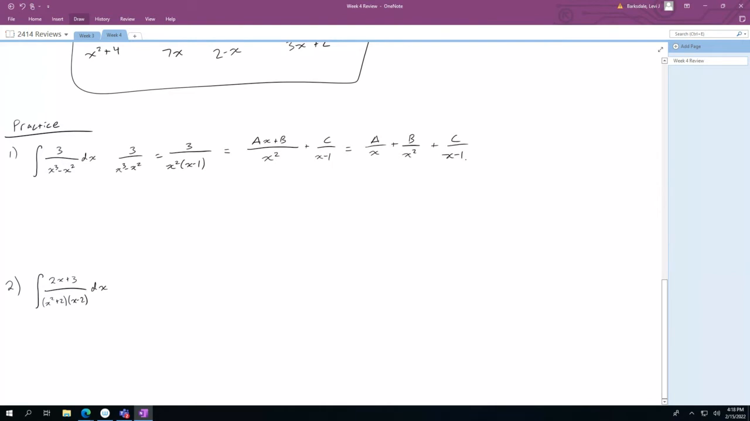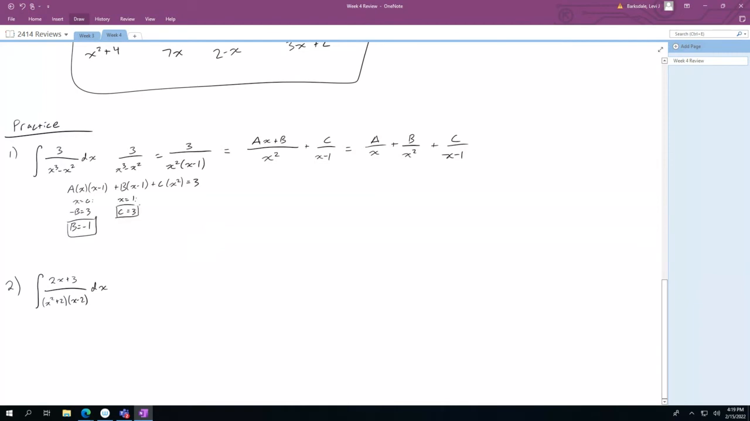Now we can go ahead and work through our partial fraction decomposition. We know that A needs to be multiplied by x times x minus 1, B needs to be multiplied by x minus 1, and C needs to be multiplied by x squared, and all of this should equal 3. So if x is equal to 0, then we have negative B is equal to 3, so B is equal to negative 3. If x is equal to 1, then C is equal to 3, and we're just done.